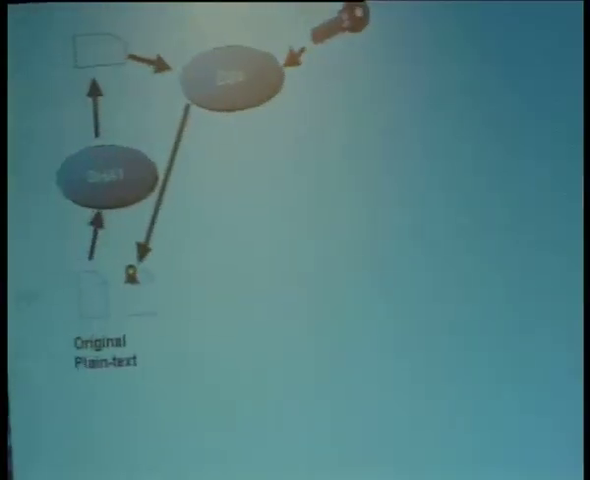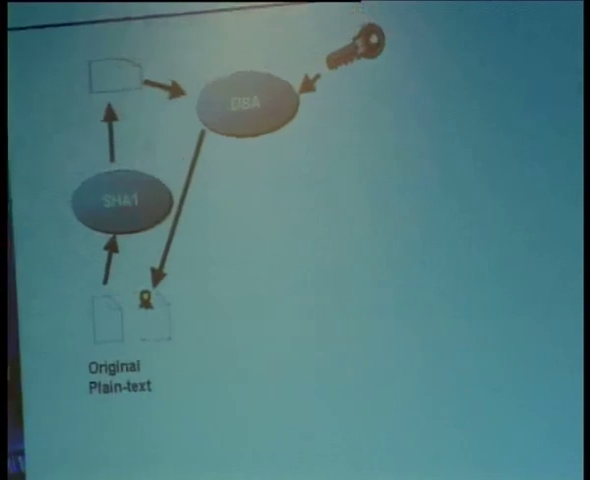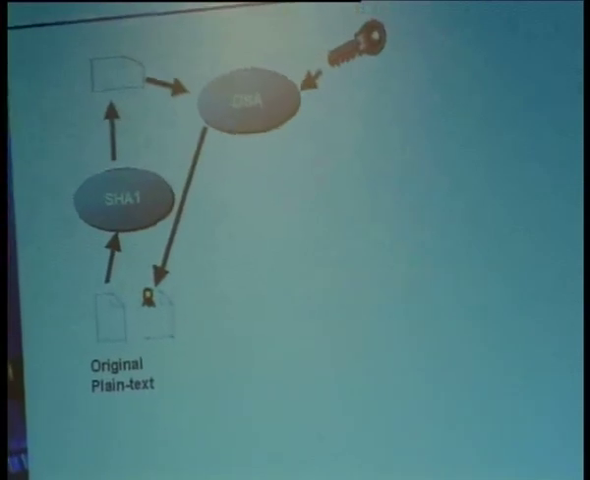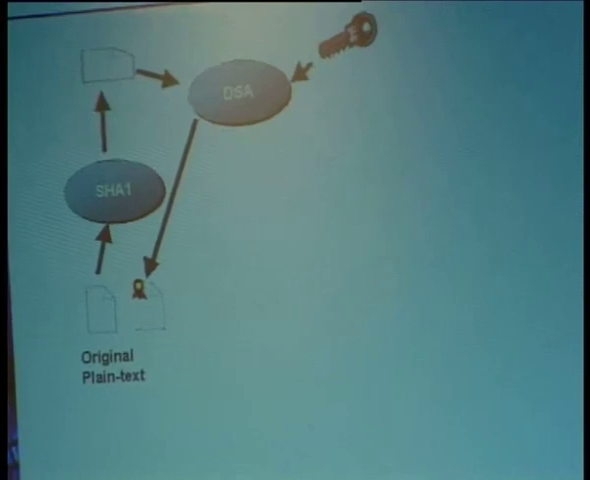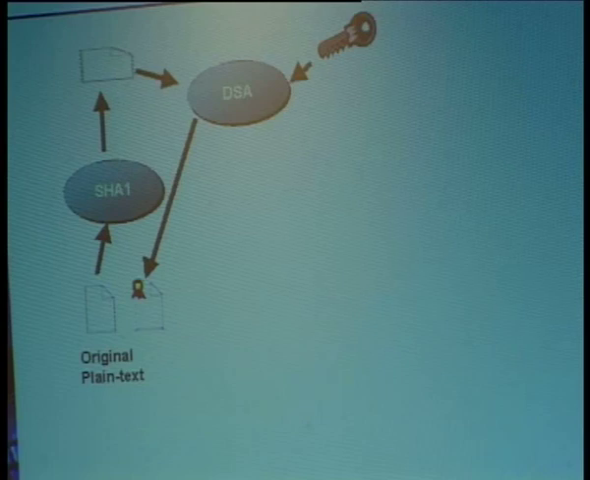With an original email, you take a hash algorithm, for example, SHA-1, and you calculate the hash. You take your private key, you take an asymmetric algorithm, for example, DSA, digital signature algorithm, and you sign the hash. Now we have a signed document. So that's a document with a seal.